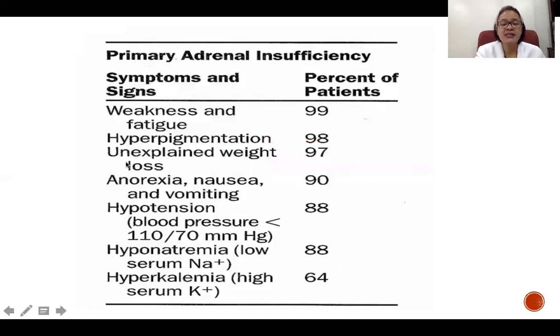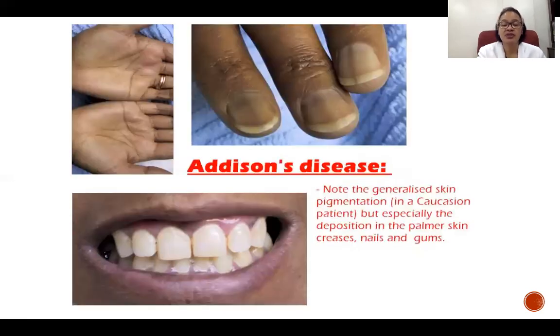So with regards to symptoms and signs of your primary adrenal insufficiency, the most common manifestation is weakness and fatigue, okay? And then most patients, 98%, may have hyperpigmentation of the skin, unexplained weight loss, anorexia, nausea and vomiting. There is a decrease in blood pressure. Okay, you have to remember this. Sodium is low, potassium is high. Okay, so that is characteristic for primary adrenal insufficiency.